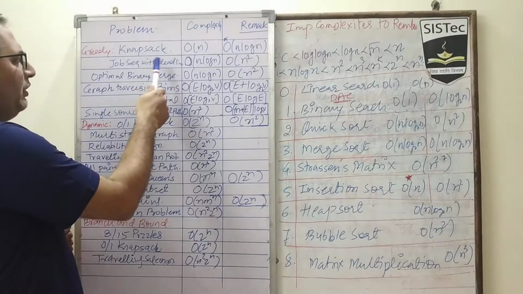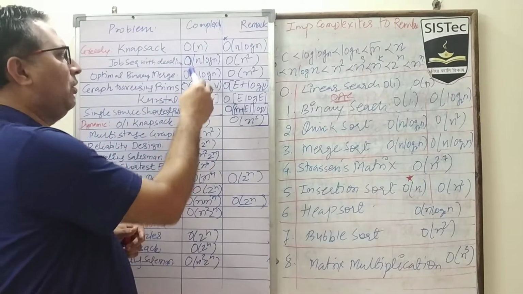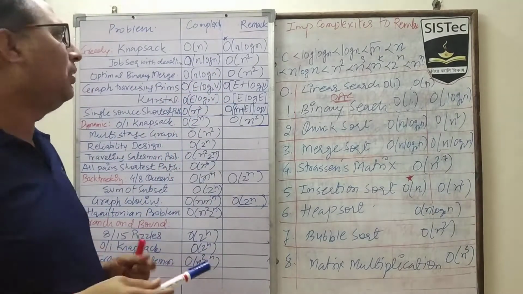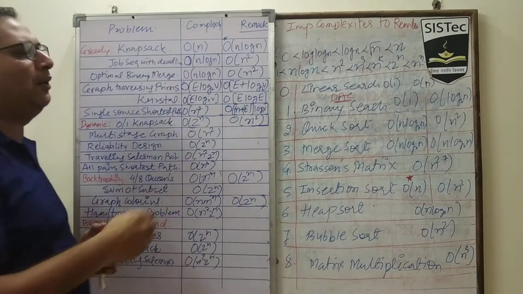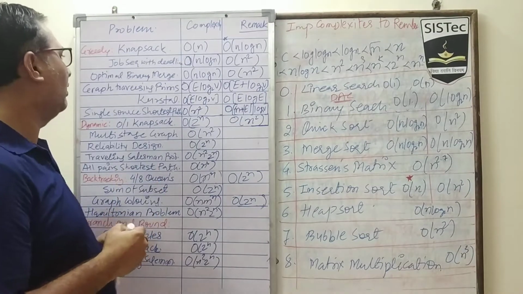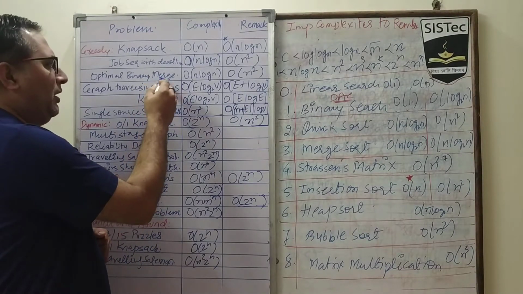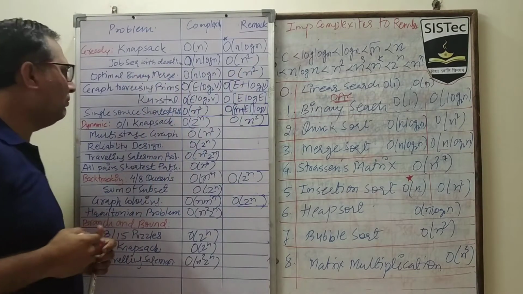Now job sequencing with deadline, the complexity is of the order of n log n. Here also, when we consider Fibonacci kind of thing, then there will be n log n. Otherwise, it will be n square. The same with optimal binary merge pattern, big O of n square.